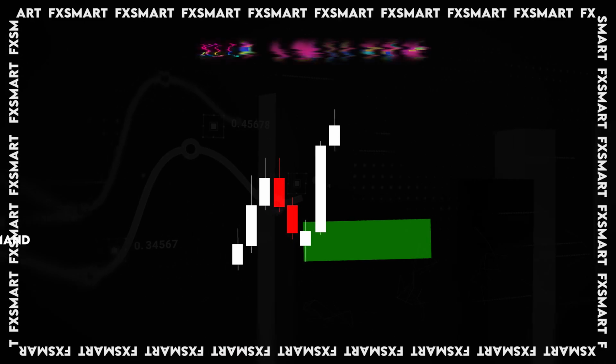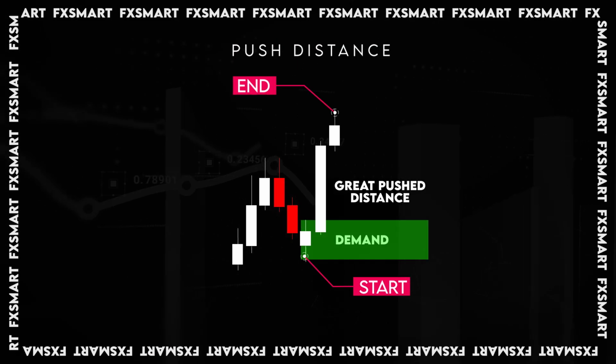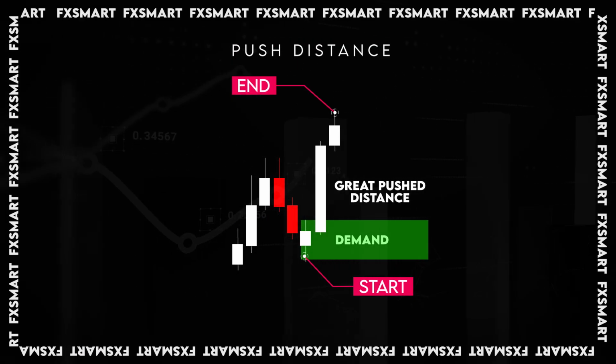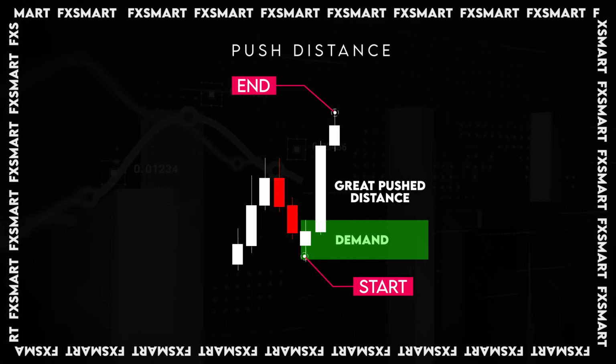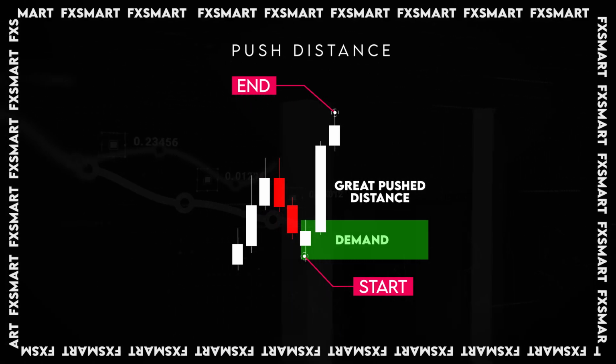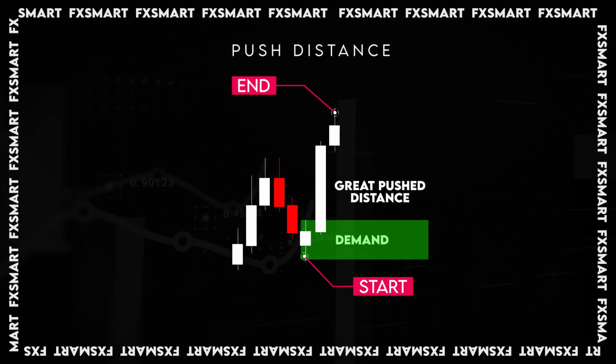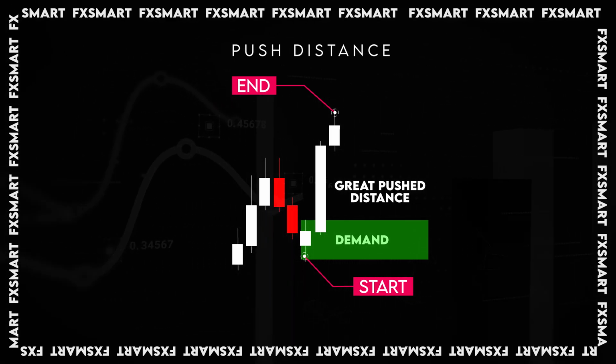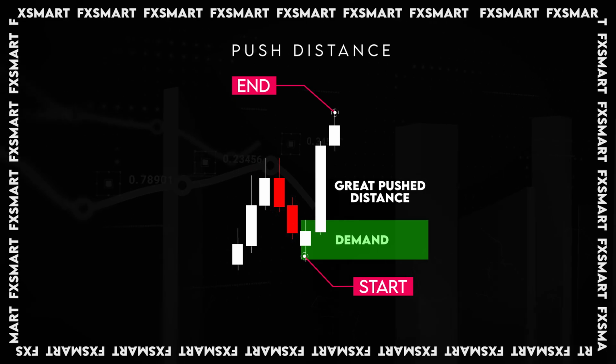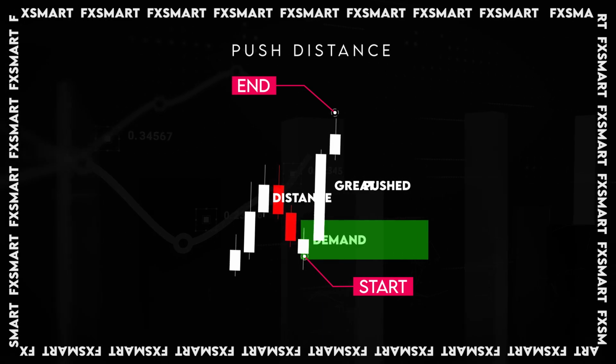The push distance refers to the extent price travels away from a zone before pulling back. A greater push distance typically indicates a stronger rejection, which adds more credibility to the zone. By evaluating all these elements, inefficiency, break of structure, and push distance, you can better recognize high-probability supply and demand zones for your trades.